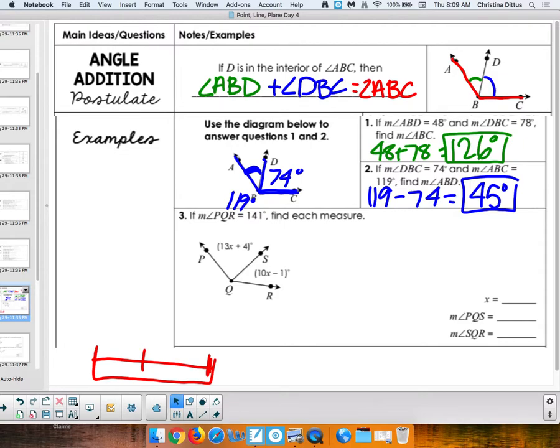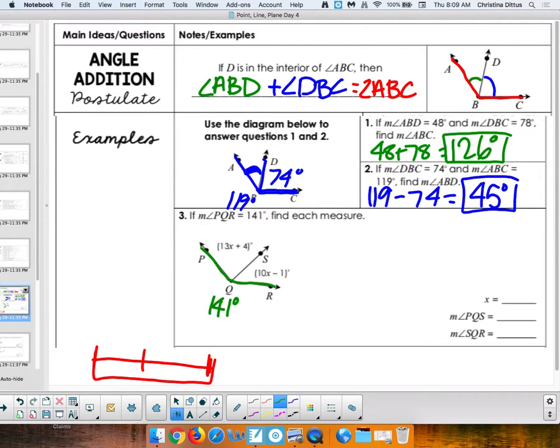Just like the segment addition, the only thing that gets harder is the added x's. It's the same sort of process, just put in x's so we can do some algebra. So it tells me PQS is 13x plus 4, SQR is 10x minus 1, and then my whole angle PQR, it says up here, is 141 degrees. How can I find x?